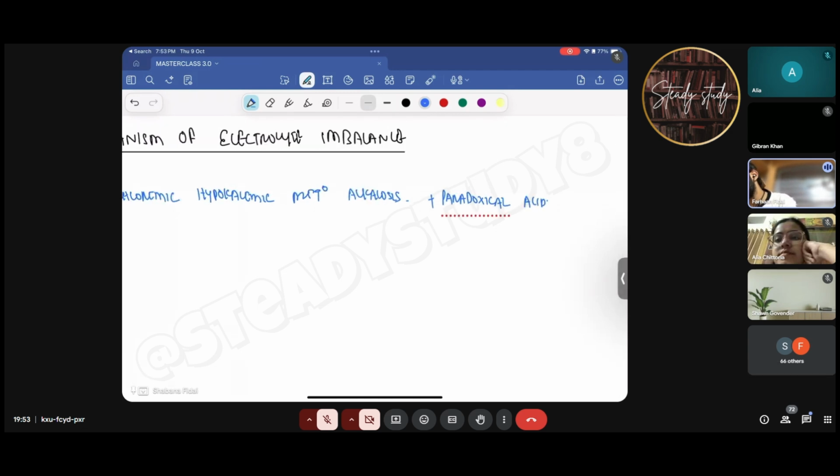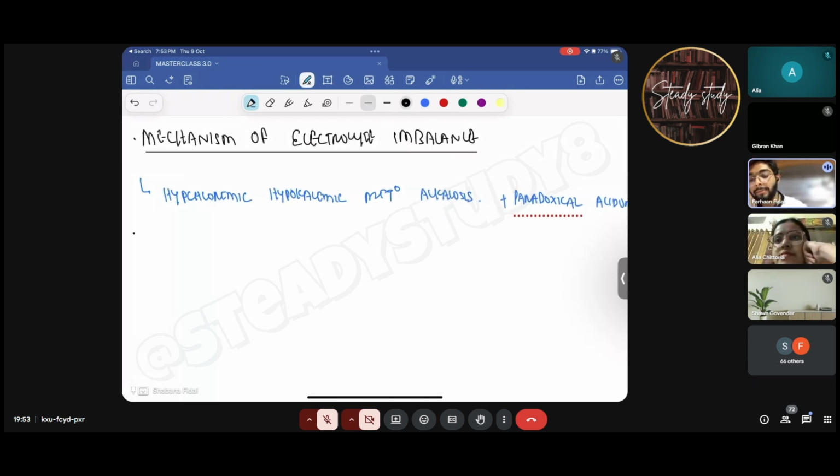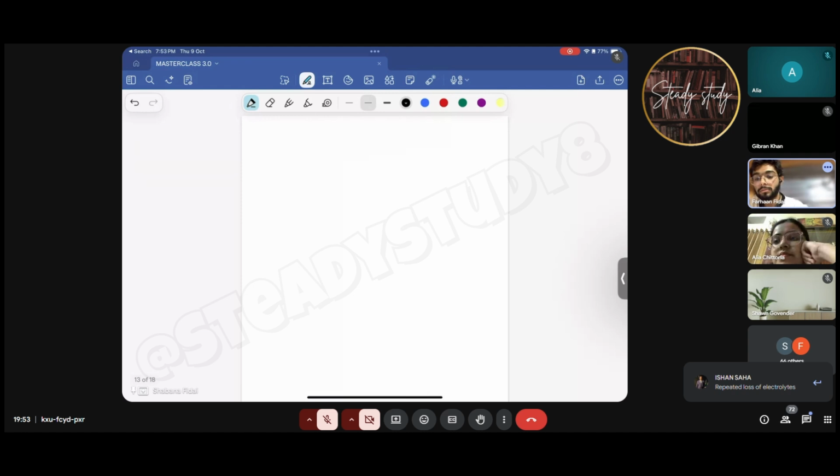Let me make this a bit tougher. So vomiting, alkalosis. The patient is vomiting. Let me do the easy part again. So hypochloremia. Let me first talk about hypochloremia. Now I want you guys to just listen to me. Open your ears, listen to me, and trust me, after this, even your physiology will be strong. So let's talk about hypochloremia first.